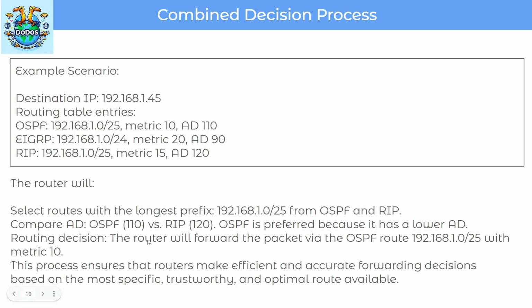So, routing decision: the router will forward the packet via the OSPF route of 192.168.1.0/25 with a metric of 10. This process ensures that routers make the most efficient and accurate forwarding decisions based on the most specific, trustworthy, and optimal route available. This is the key. You need to understand this, and I beg you to understand it.